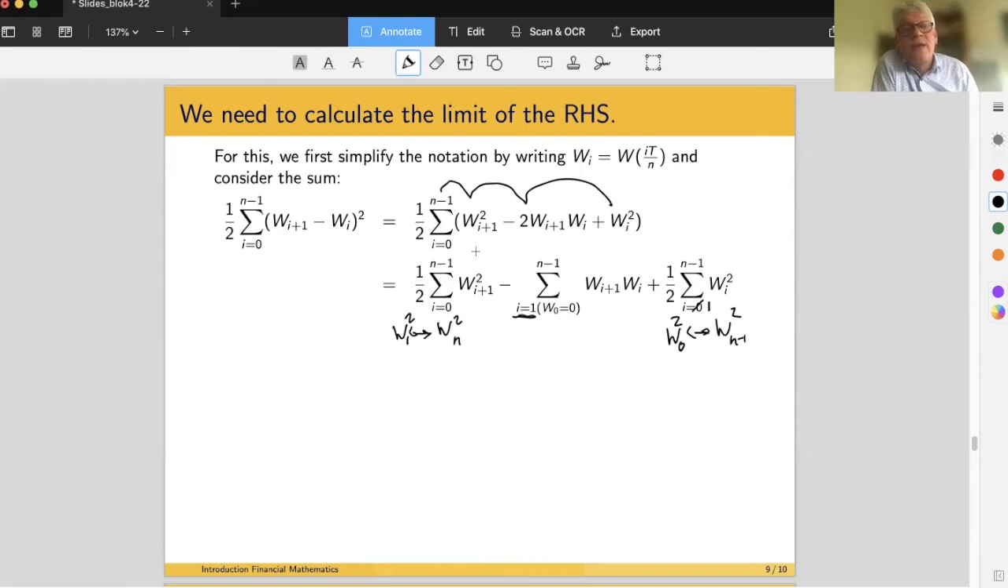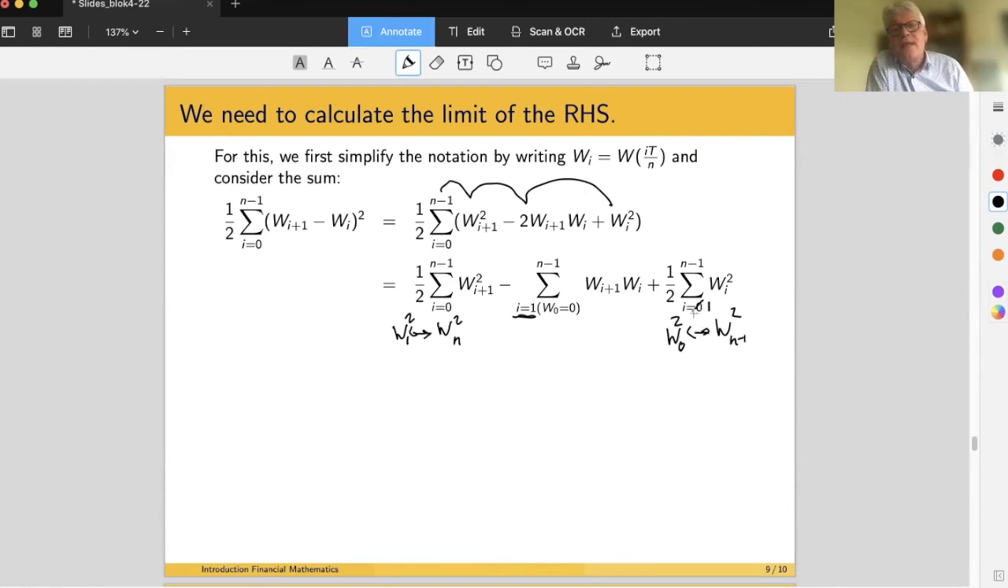So in fact, we can avoid or remove that part. So we have a sum, i runs from 1 to n minus 1, of this term, w_{i+1} times w_i. And here, if we look, we have the sum i runs from 0 to n minus 1 of this. And for 0, it's w_0 squared.